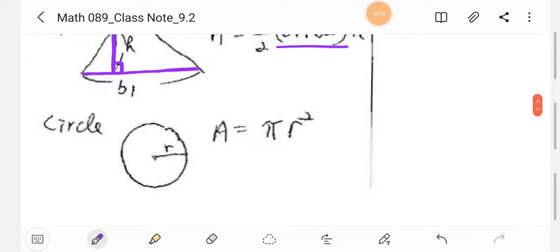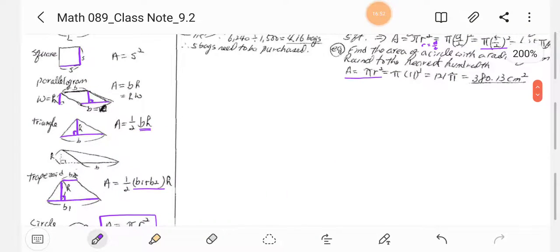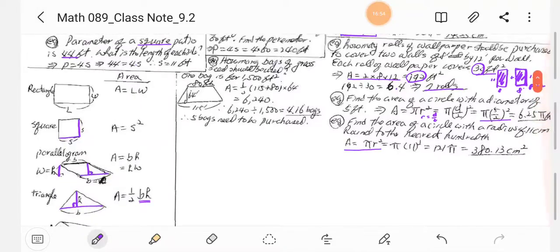Okay, circle. Here is the formula for the circle. Simple. Just pi r squared. Simple. Pi r squared. Okay, memorize the area. So since we know the area, we know the formula of this. Okay, let's try this.